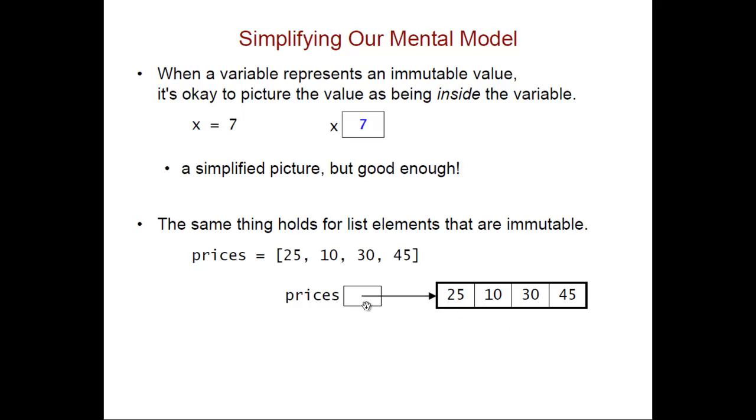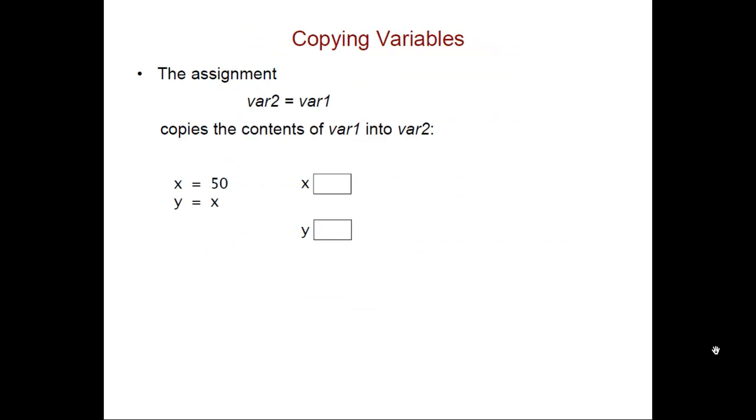However, we do need to still have the picture of a reference when we are using a variable to refer to something that is mutable. To see why the concept of references is important in the context of mutable data, let's remind ourselves of what happens when we copy the value of a variable. If we do an assignment in which we're taking the value of one variable, var1, and assigning it to var2, we're copying what's inside the box var1 into the box var2.